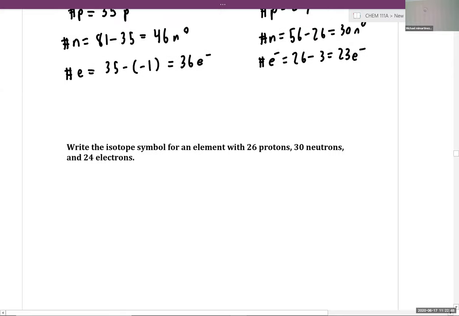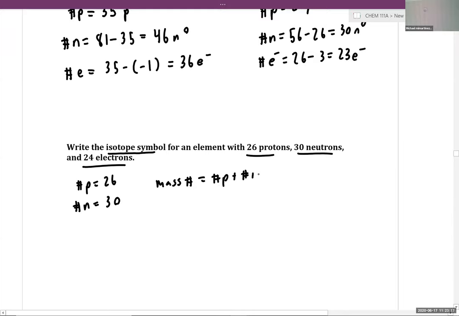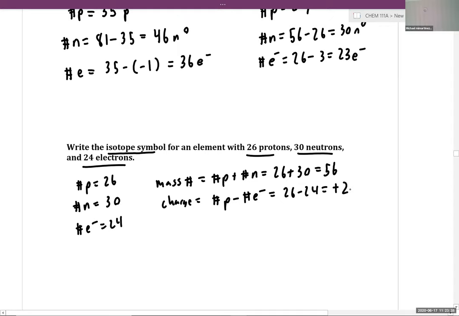Let's do one more where we're asked to write the isotope symbol for an element with 26 protons, 30 neutrons, and 24 electrons. This time we have to build up the isotope symbol from scratch. Our number of protons is equal to 26. Our number of neutrons is equal to 30. We know that the mass number is equal to the number of protons plus the number of neutrons, so we have 26 plus 30, giving us 56. Our number of electrons is 24, so our charge is equal to our number of protons minus our number of electrons. 26 minus 24 gives us a charge of positive 2.